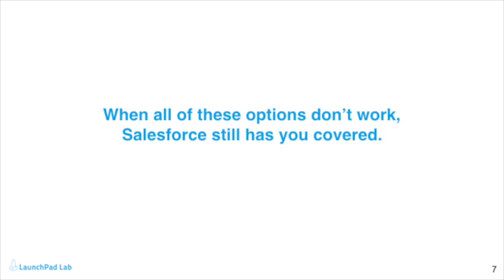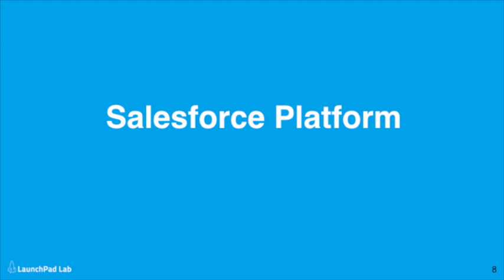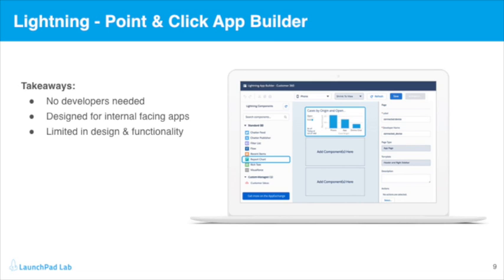However, when all the products that Salesforce has and that other products out there don't meet your needs, Salesforce does still have you covered. They have an ecosystem called the Salesforce platform. And the biggest flagship product that they offer on the Salesforce platform is called Lightning. This is a point-and-click app builder. Essentially, if you're trying to build an app for your internal team, you can use Lightning to have an admin on your team go through and build out the app with a point-and-click editor.